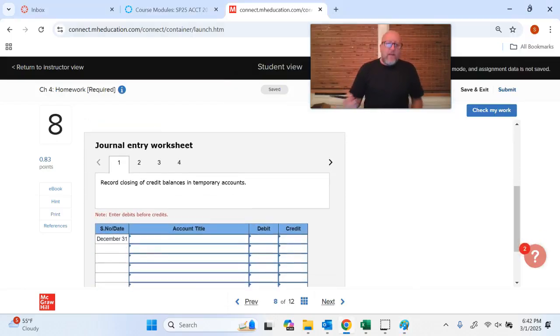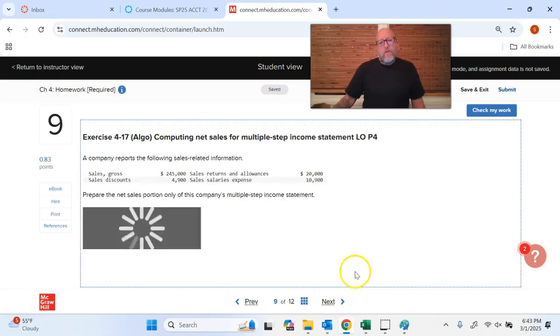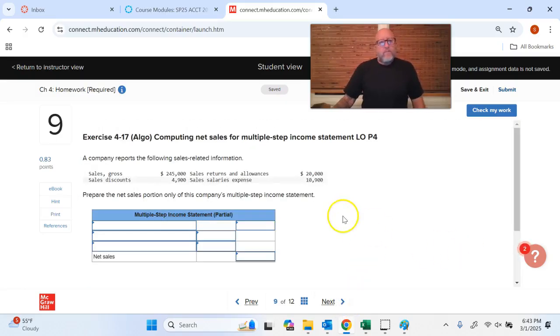Okay, so again, there's 4 types of entries. The first one would be to close out revenue to income summary. The second one would probably be to close out expenses and now discounts and returns to income summary. The third one would probably be close out income summary to retained earnings. And then the last one would probably be dividends to retained earnings. That was for more or less review of the previous chapter.